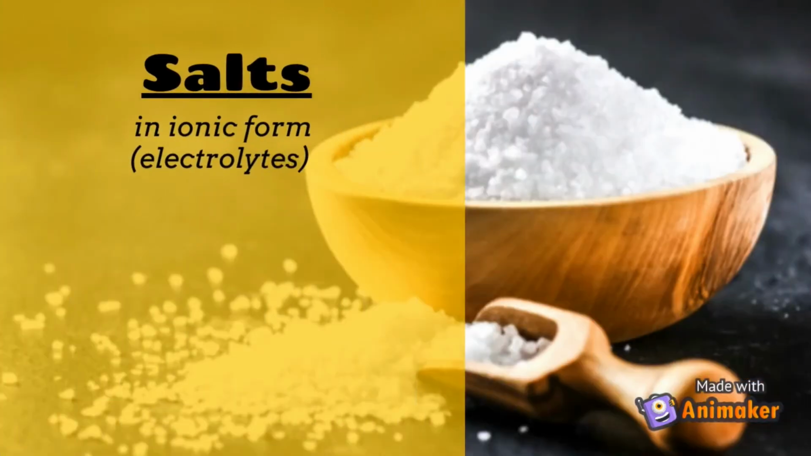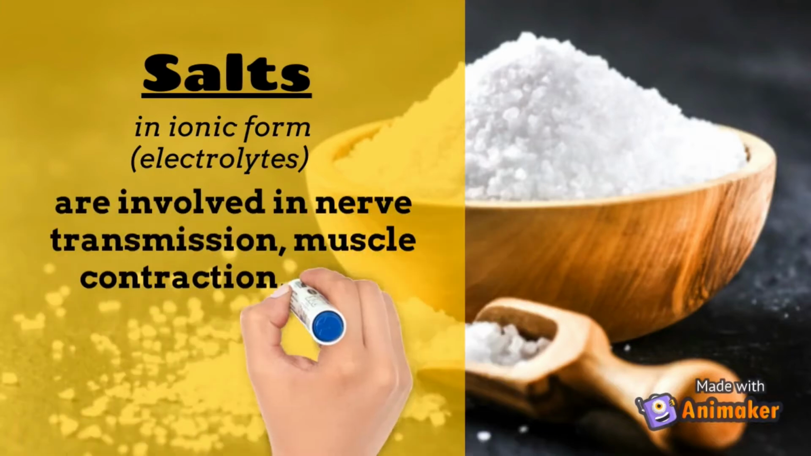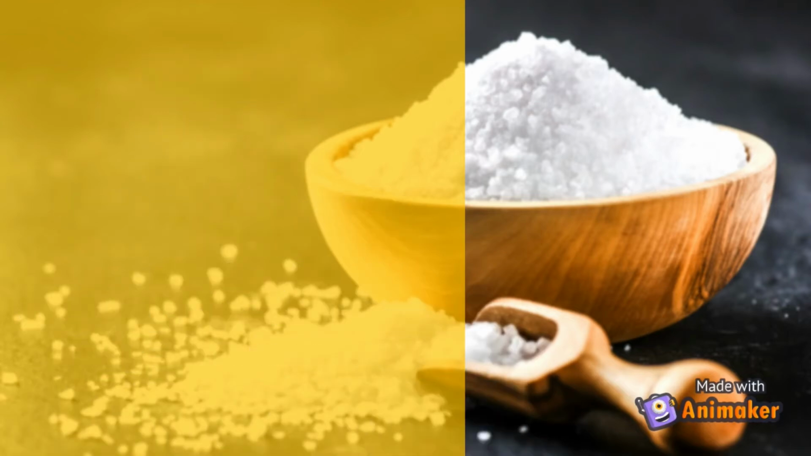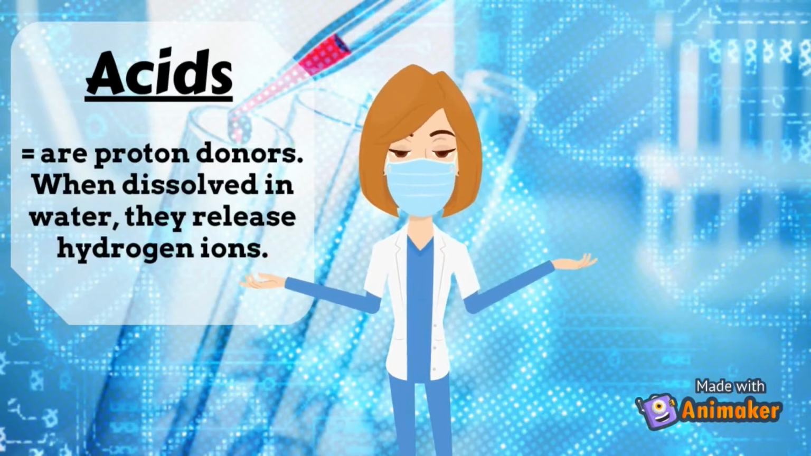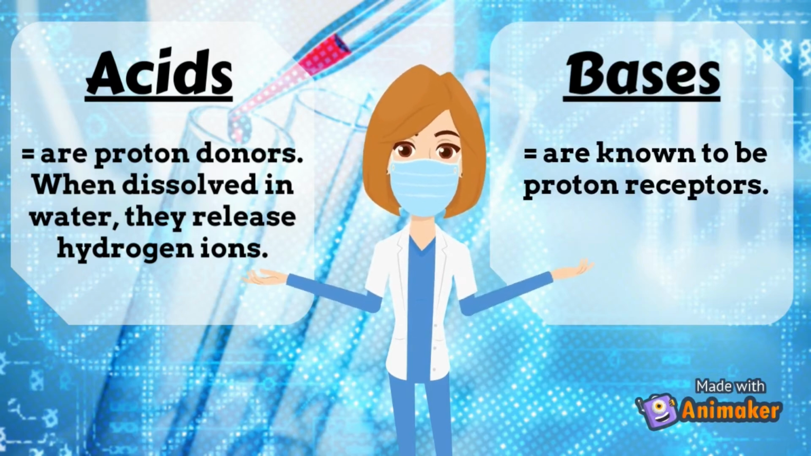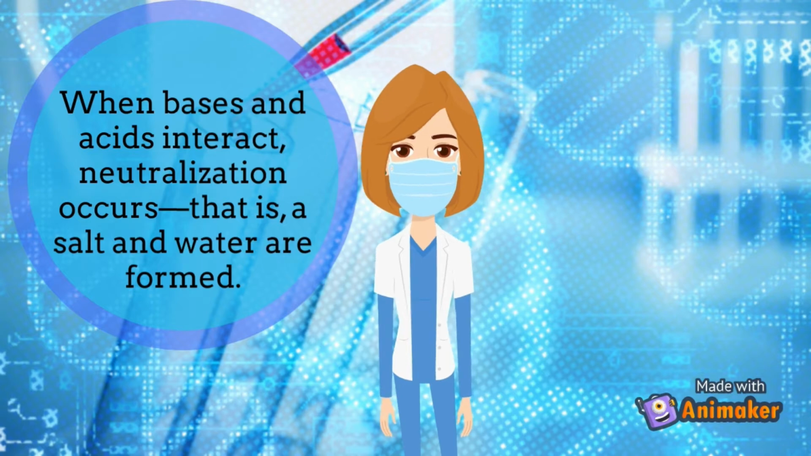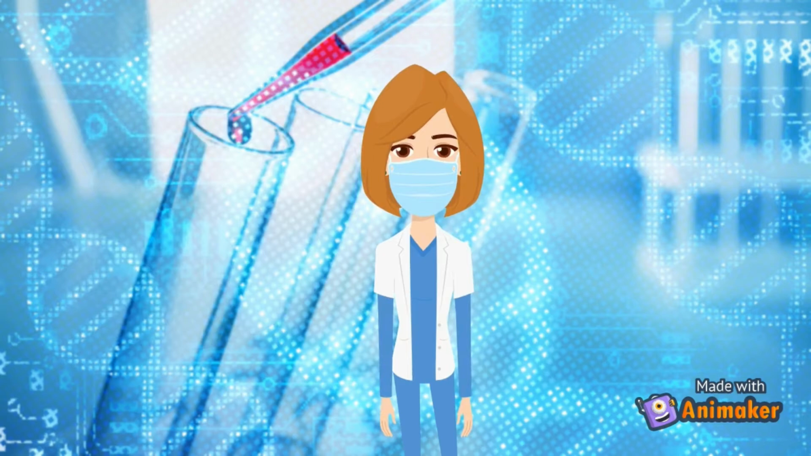Salts, in ionic form, or the electrolytes, are involved in nerve transmission, muscle contraction, blood clotting, metabolism, and many other reactions. Acids are proton donors. When dissolved in water, they release hydrogen ions, while bases are known to be proton receptors. When bases and acids interact, neutralization occurs. That is, a salt and water are formed.